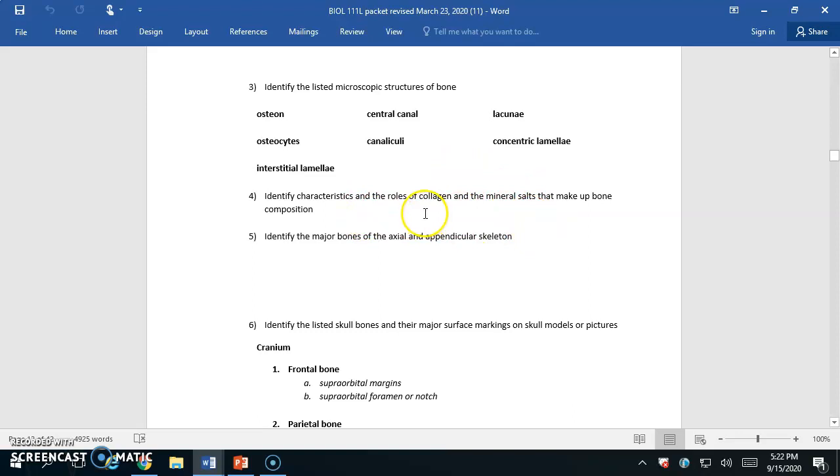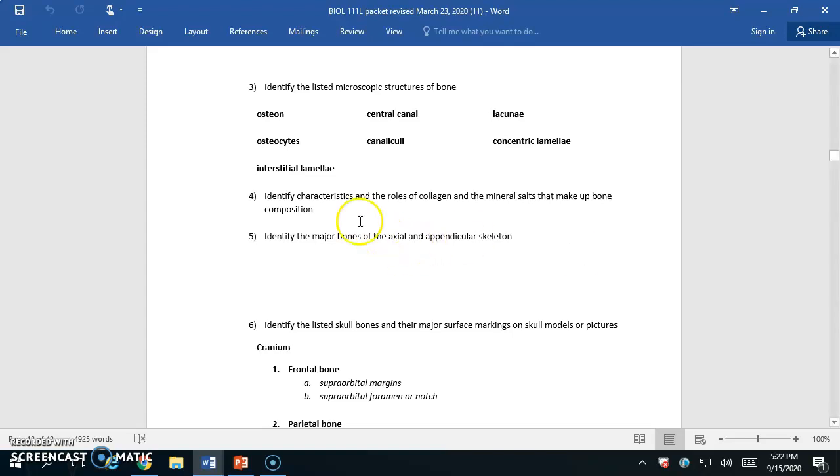So there'll be questions that ask, like, what component of bone brings the hardness to bone? You would say mineral salts. Or what component brings flexibility to the bone? You'd say collagen. So there's going to be a couple questions on the practice test over that.